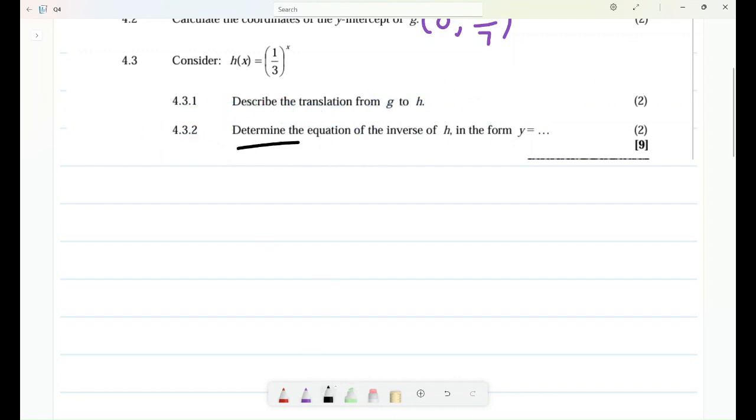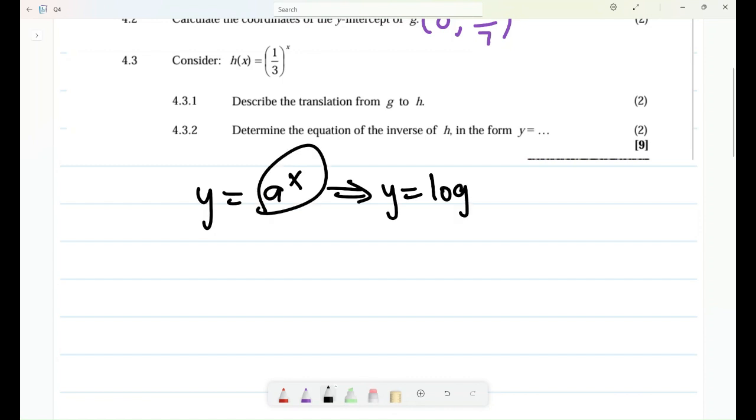4.3.2 says determine the equation of the inverse. So remember, if I have y equal to a to the power of x, how do I get my inverse? I say y is equal to log of whatever this thing is here. I just put it here, a to the power of x. This is me finding my log.